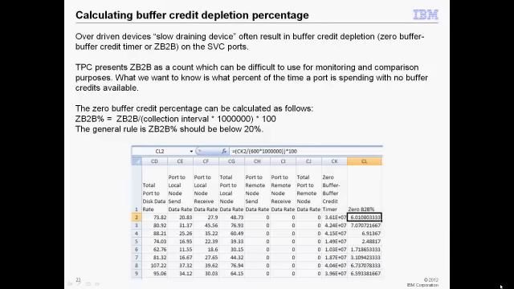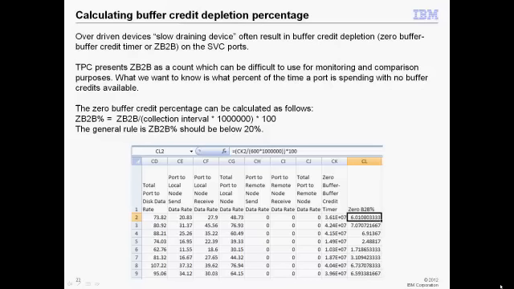Critical metric there is buffer credit depletion. Overdriven devices, also referred to as slow draining devices, often result in buffer credit depletion on the SVC ports. Buffer credit depletion can have widespread implications on the performance of the SVC cluster.